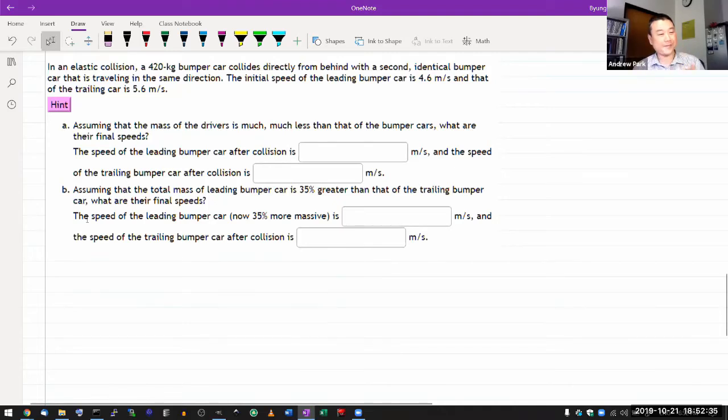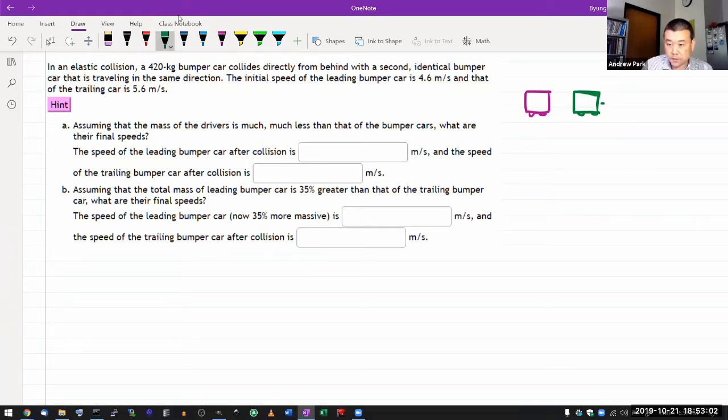Okay, get that out of the way. So it's describing an elastic collision between two bumper cars. Here's one car, or you can think of them in terms of the carts that you have worked with in the lab. So I have one bumper car and another bumper car. And what the problem is describing is an elastic collision between them.